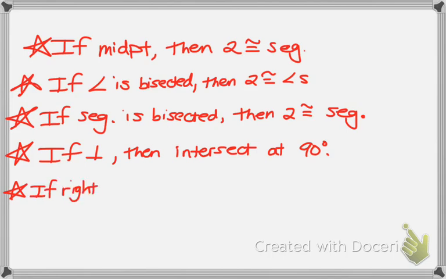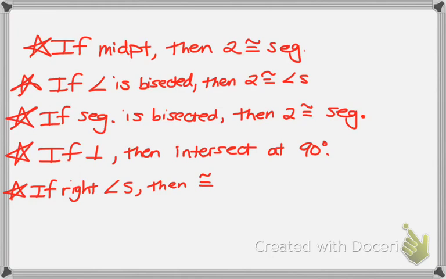You might not have this on here. So if you have right angles, then isn't it true that they're congruent? This right angle is not congruent to that right angle? Would all right angles be congruent? Because they all have the same measure. Right angles are 90 degrees, right?